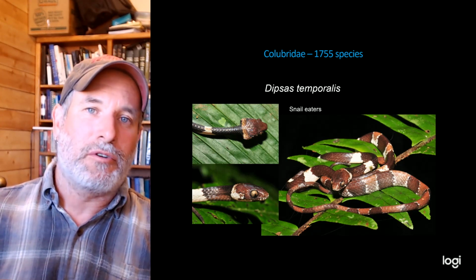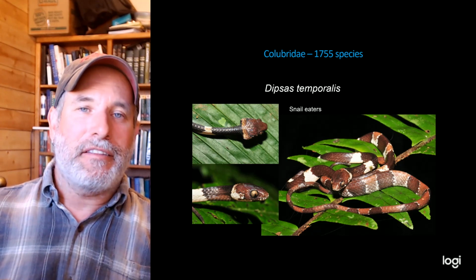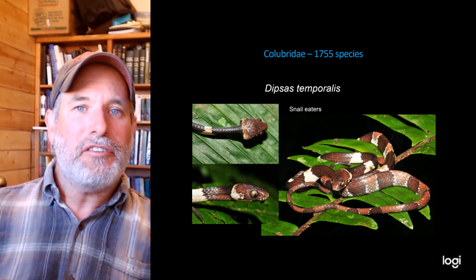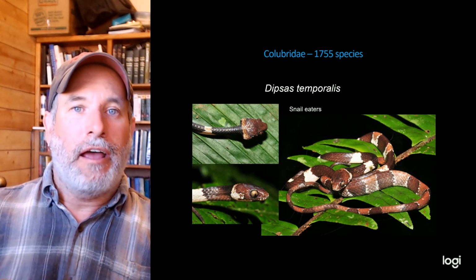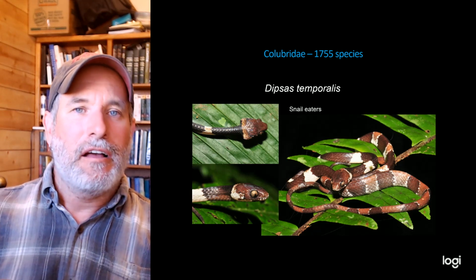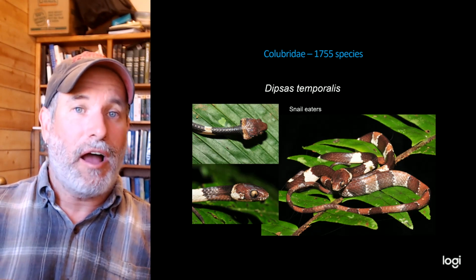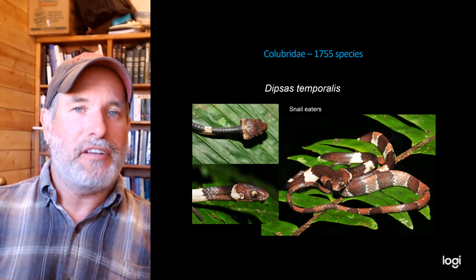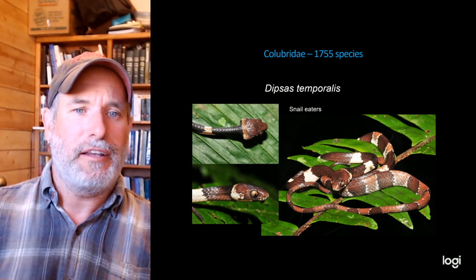And briefly, one of my favorite snakes is Dipsas temporalis. I saw my first one in Panama, in 2008, and they're snail eaters. And notice their large eyes. These snakes see well at night, and their broad heads allow them to take large prey. But notice that thin neck. That allows them to extend a long way out and grab the snails. It's pretty amazing. I had no idea that a snake was a snail-eating specialist.